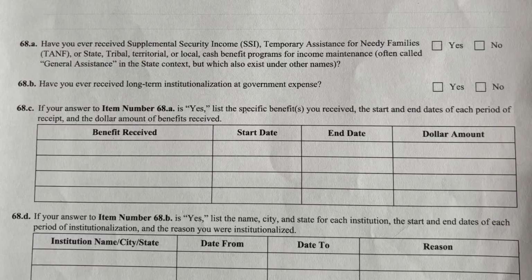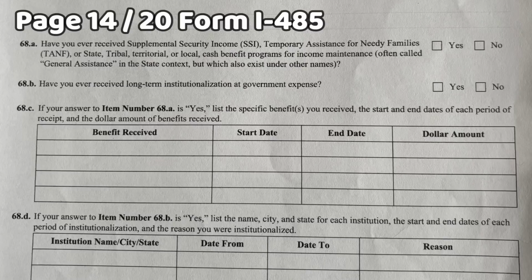Then question 68B, have you ever received long-term institutionalized care at government expense? Ooh, that's a long word. You read it on the page. Have you ever been put in a hospital for a long period of time? 6 months, 3 months, 2 weeks in a U.S. hospital? Yes or no? You know the answer to that, right? And then they ask you in 68C and 68D, what benefits did you receive from the U.S. government? What institution did you stay in? So basically, pages 13 and 14, ladies and gentlemen, boys and girls, is all about public charge.